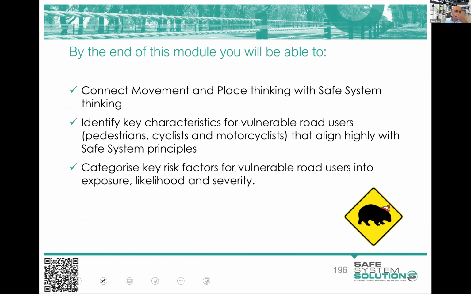Okay, so this module, we're talking about vulnerable road users. We're talking about pedestrians, cyclists, and motorcyclists. But the first thing we want to do is start thinking about movement and place, or link and place, or the One Network framework, depending on where you're from. And then how do we integrate that and link that to safe system thinking?